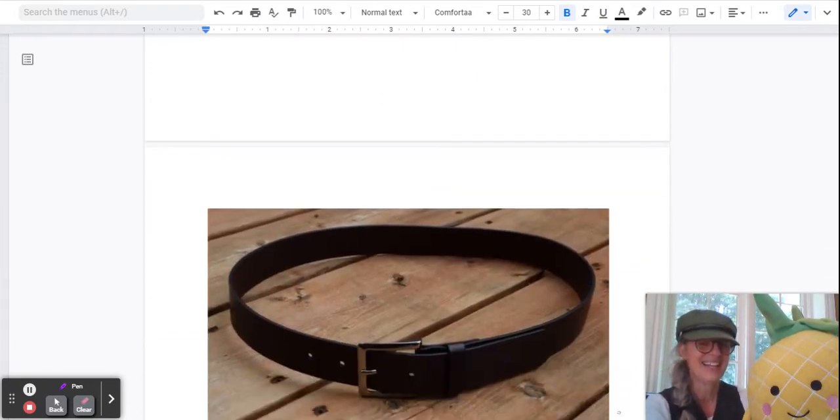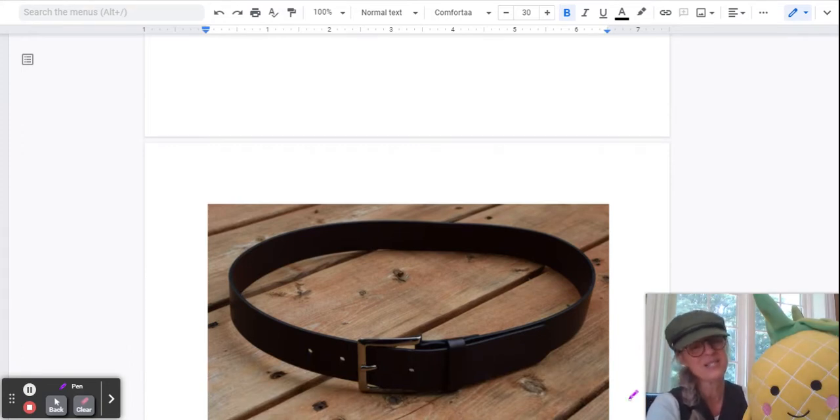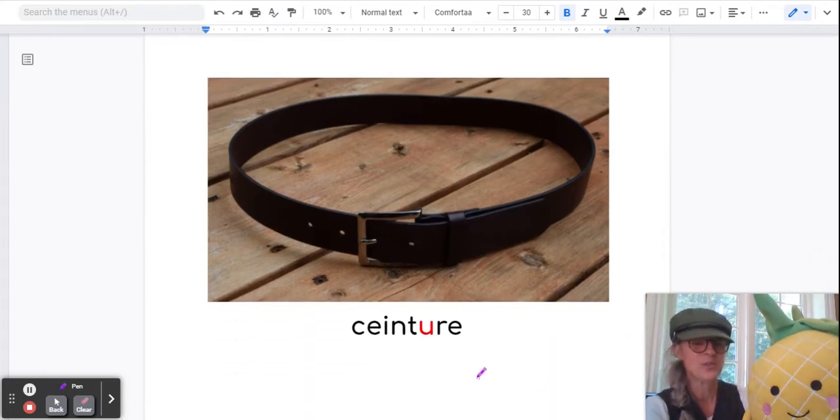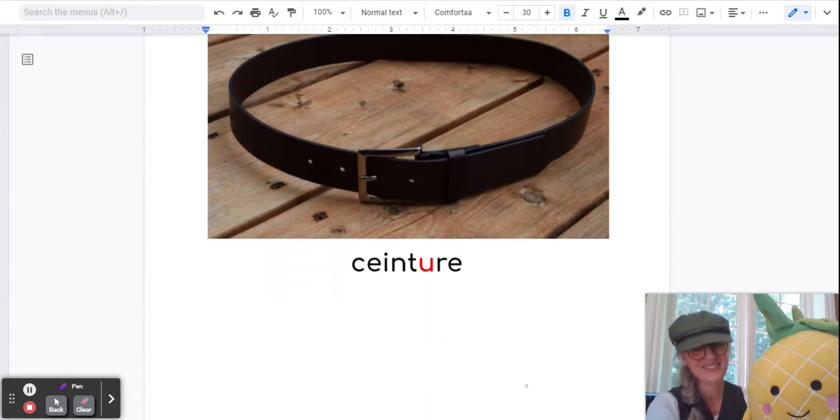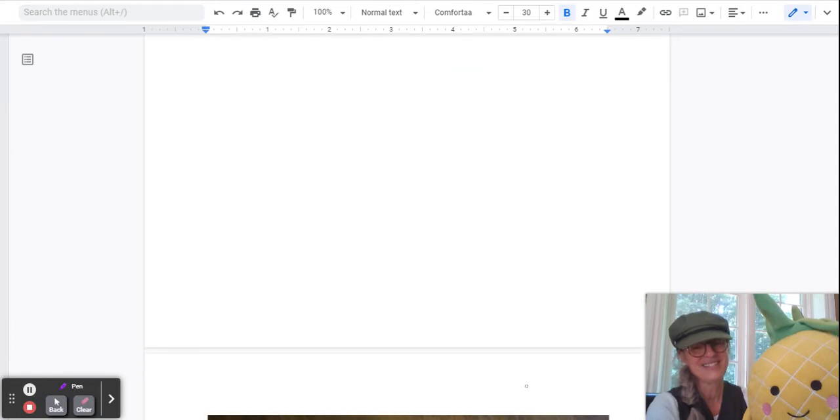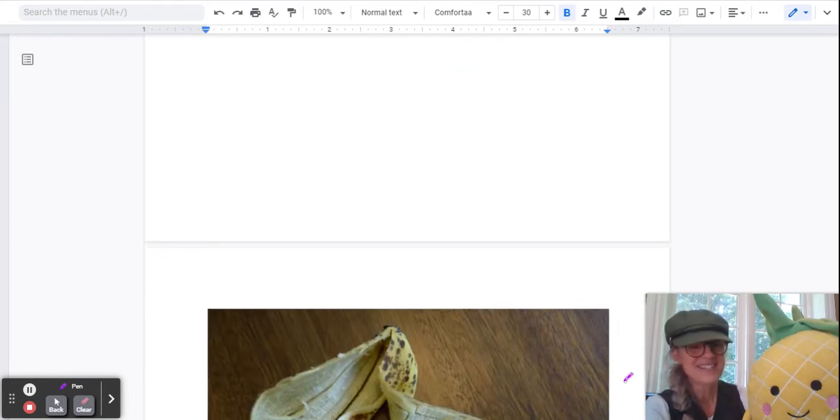Qu'est-ce que c'est? This begins with the S, S sound. S. Can you guess? Do you remember? Ceinture. Ceinture. Bravo. On continue.